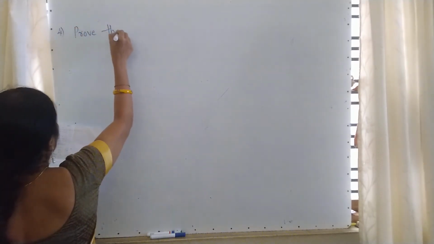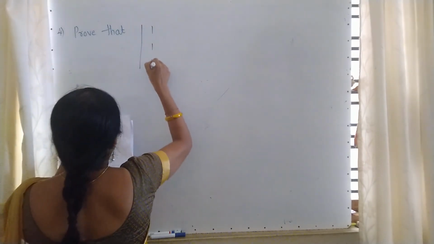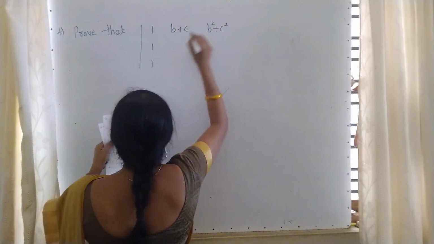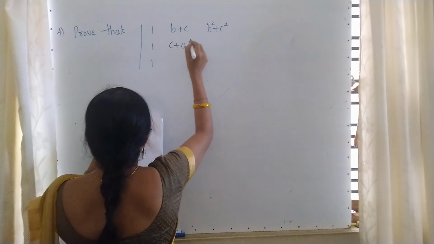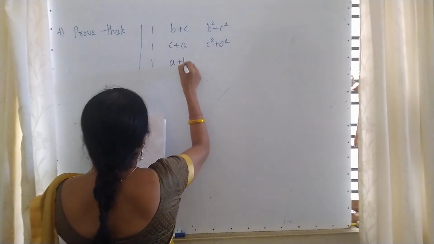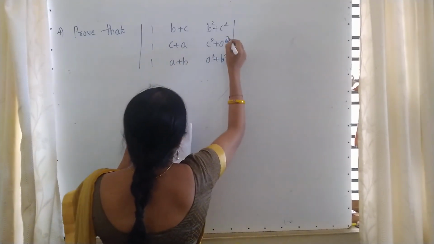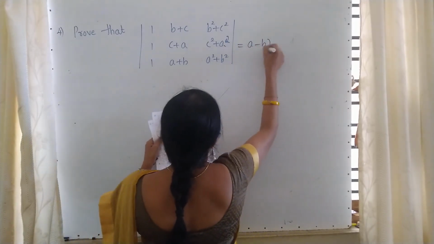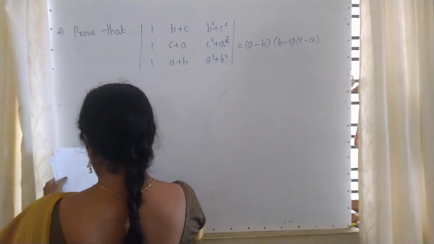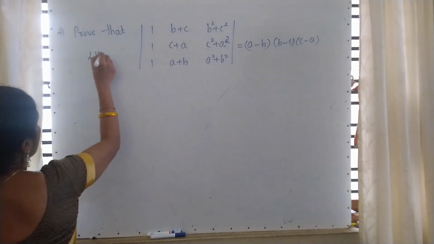Prove that the determinant with rows 1, a, a square; 1, b plus c, b square plus c square; c plus a, c square plus a square; a plus b, a square plus b square, is equal to a minus b, b minus c, c minus a. So here again we have to write the LHS.